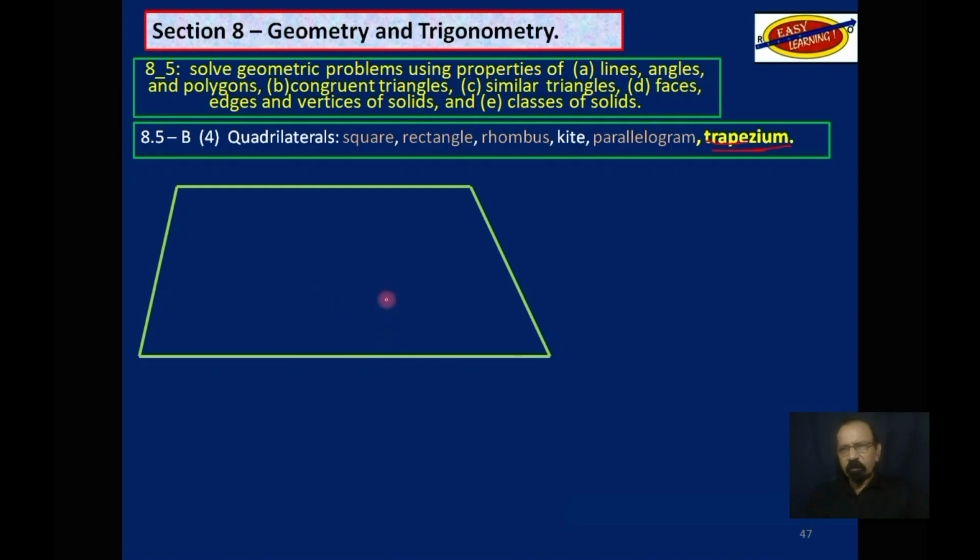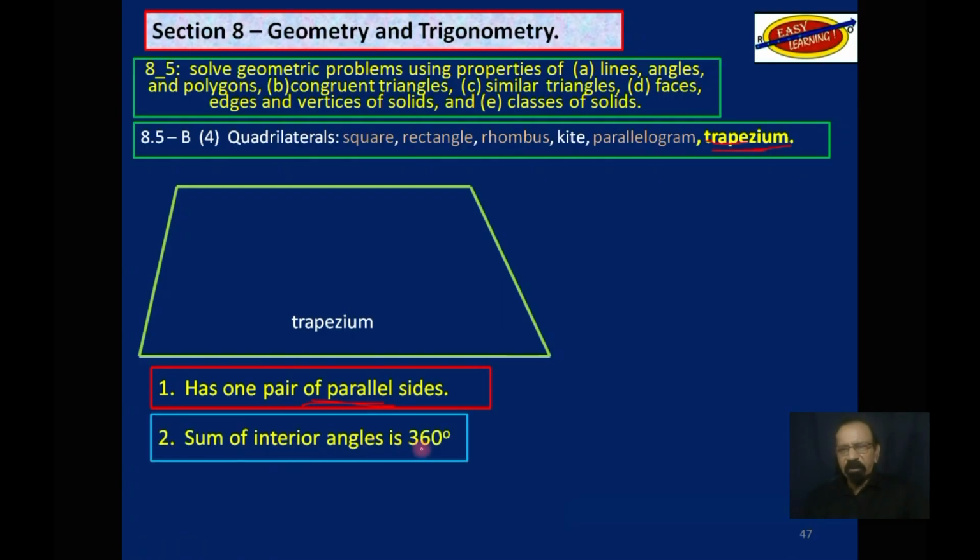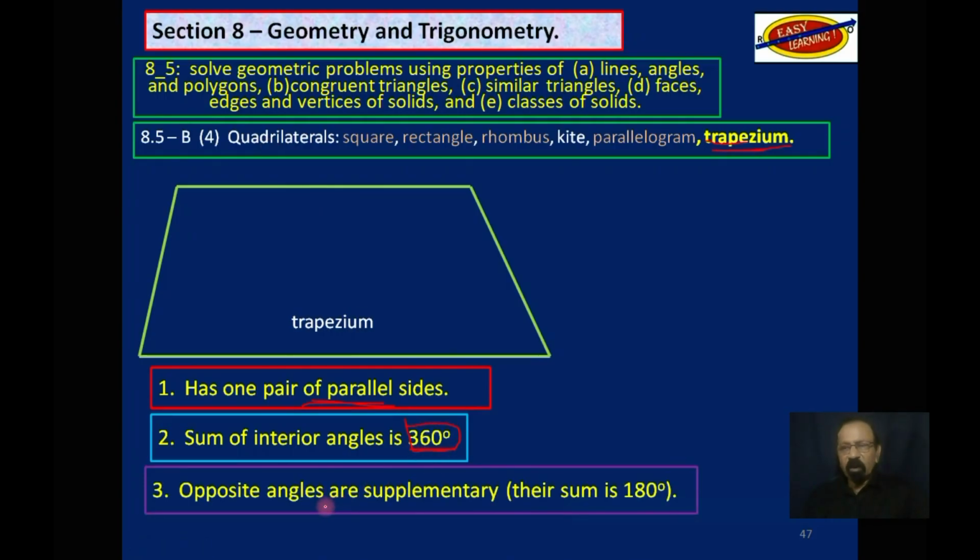Trapezium looks like this. Now there isn't much to it. It has one pair of parallel sides. That's the most important thing you need to know about a trapezium. The sum of the interior angles, like any other quadrilateral, is 360 degrees. And the other thing you need to know about a trapezium is that opposite angles are supplementary. Their sum is 180 degrees. Opposite angles. So that angle there and this angle here will add up to give 180 degrees.